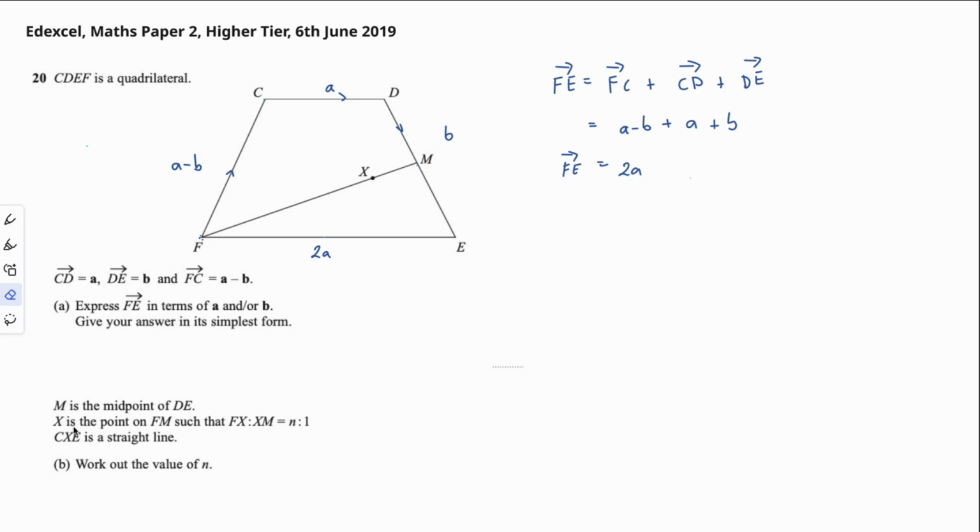We're also told that X is the point along the line F to M, such that the distance from F to X and X to M is notated by the ratio n to 1, and we're asked to calculate the value of n. We're also told that the line XCE is a straight line, which we haven't got in at the moment, so we need to draw that in. So using our step 2 guide, let's fill those points in. So let's put in the straight line first of all.